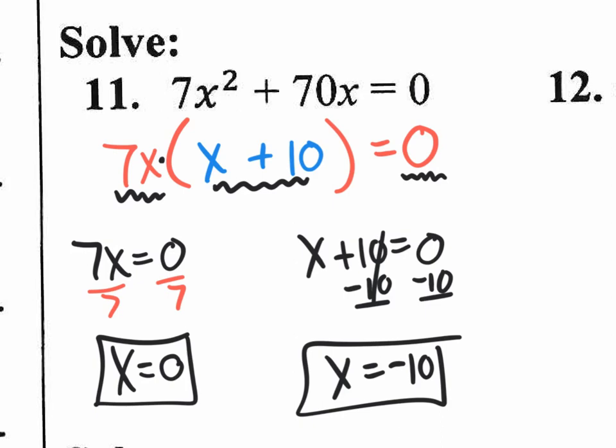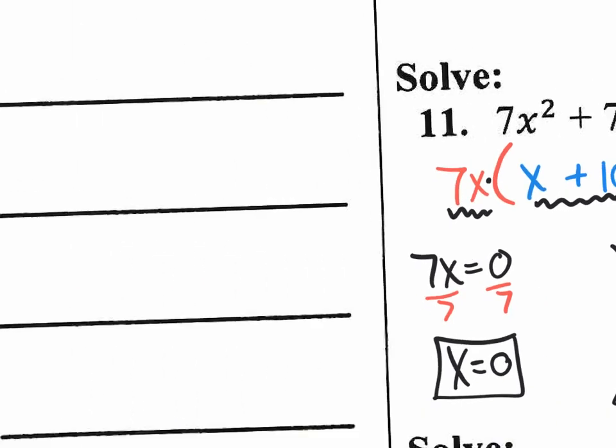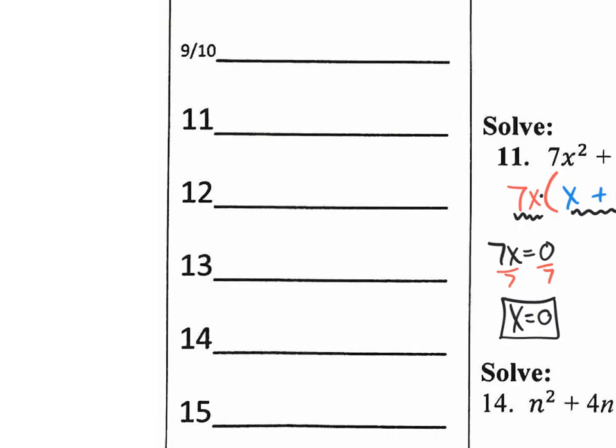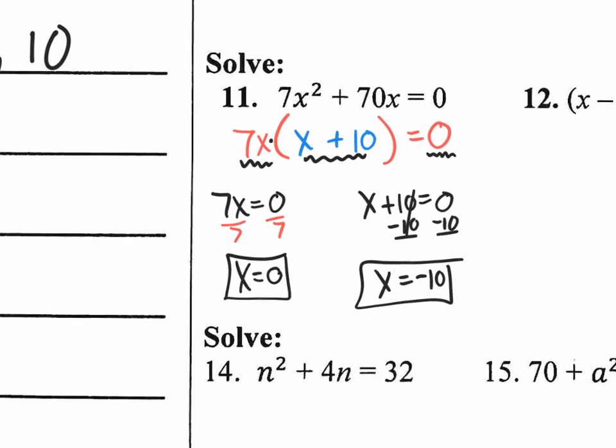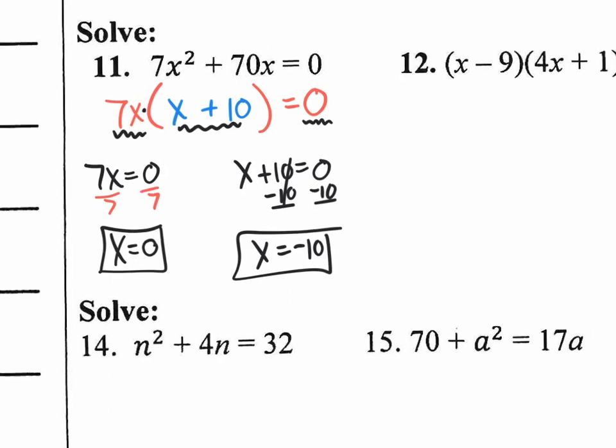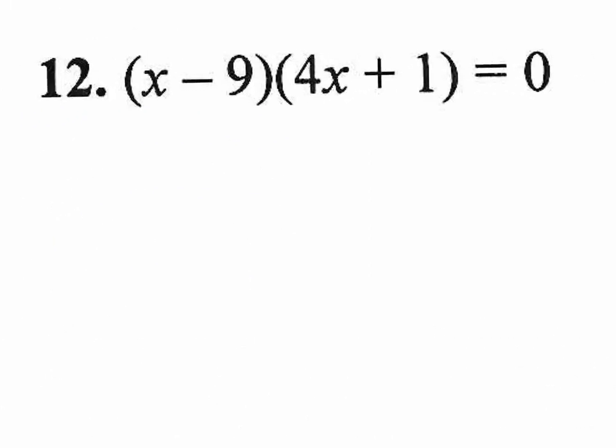So those are your two answers that you're going to write on the side over here. You're going to have to write those answers right here, 0 and 10. What if it accidentally didn't have a negative? Will that still count? You don't get full credit if you forget a sign.